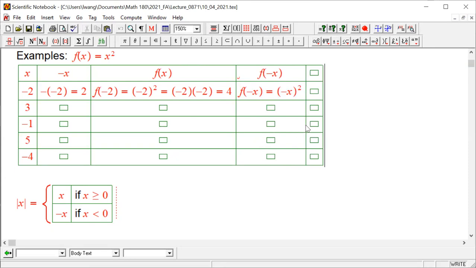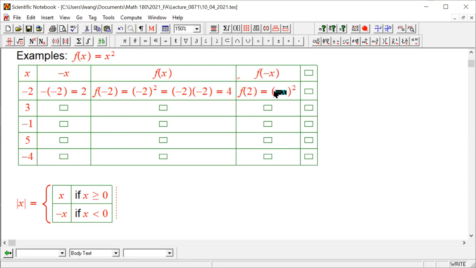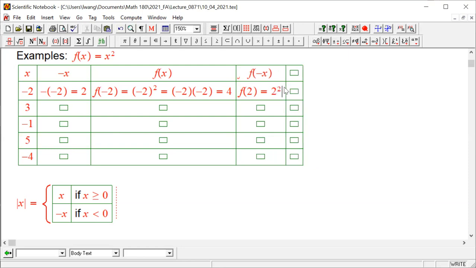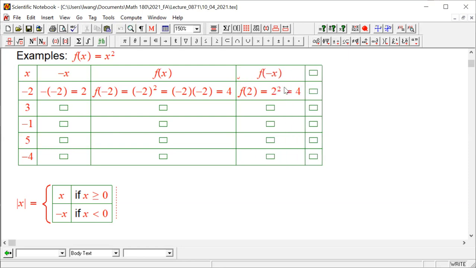Right? But now your negative x is a 2. So this is going to be 2. And that's going to be 2. And 2 squared is 4. Okay. And the last column, we're going to compare f of negative 2 with f of 2.